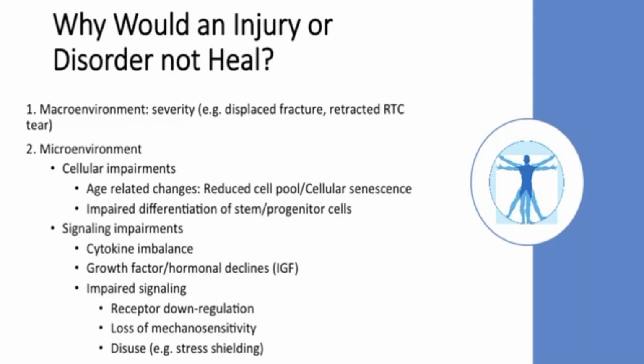So why would an injury or disorder not heal? First, it can be because of the macro environment, so the severity of what happened. For example, a retracted rotator cuff tear or a displaced fracture. Second, it could be because of the microenvironment, such as cellular impairments from age-related changes, like reduced cell pool or cellular senescence. It could also be because of impaired differentiation of stem cells and progenitor cells. Also, it could be because of signaling impairments, such as cytokine imbalance, growth factor or hormonal decline, such as insulin growth factor, and impaired signaling, which could be because of loss of mechanosensitivity or from disuse.